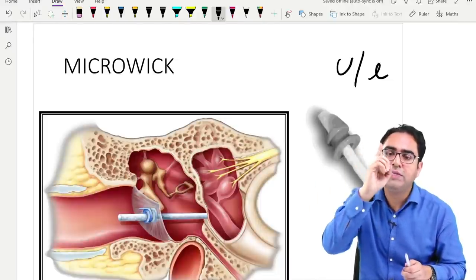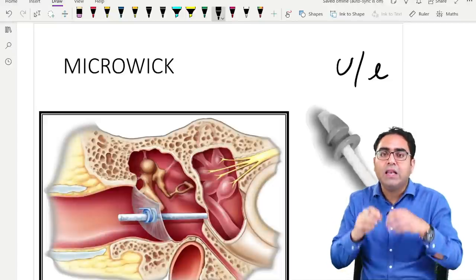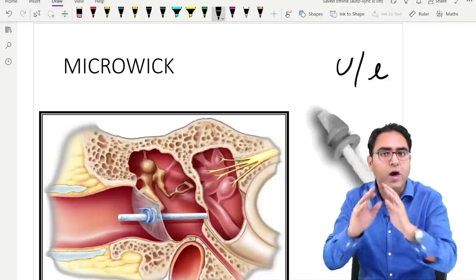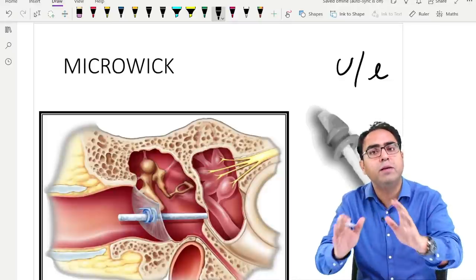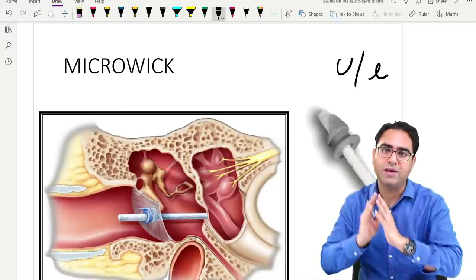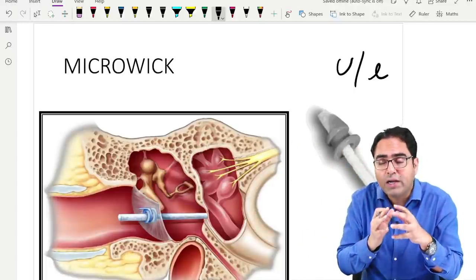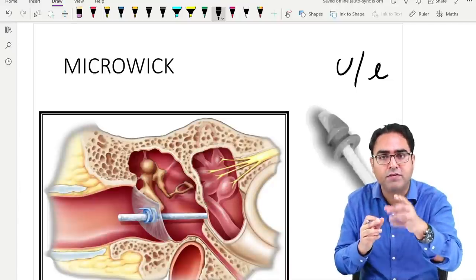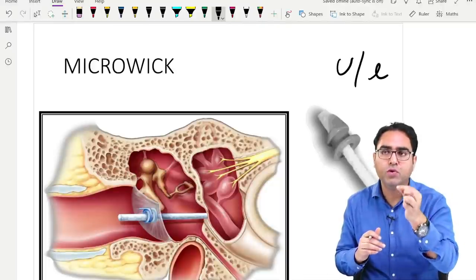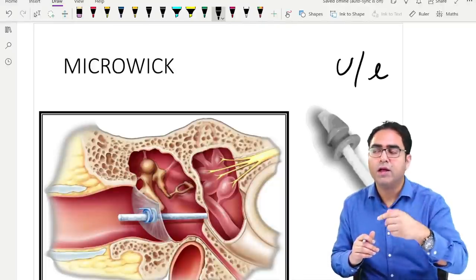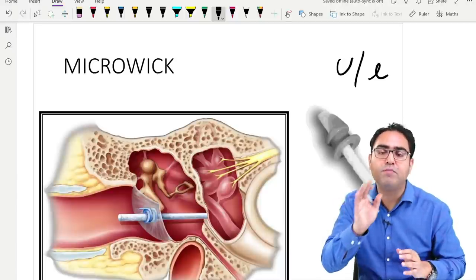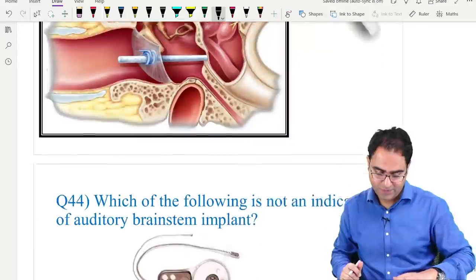Gentamicin is an ototoxic drug. I can just inject gentamicin in the ear and destroy the inner ear, and that will liberate the patient of the symptoms. Fortunately it's a unilateral disease, so I'm going to sacrifice one ear. So what agent is being injected? Gentamicin. What is the delivery system? Microwick. We don't put needles. Microwick is used for transtympanic injection of drugs, and in this case we are injecting gentamicin for the ablative treatment of Meniere's disease.